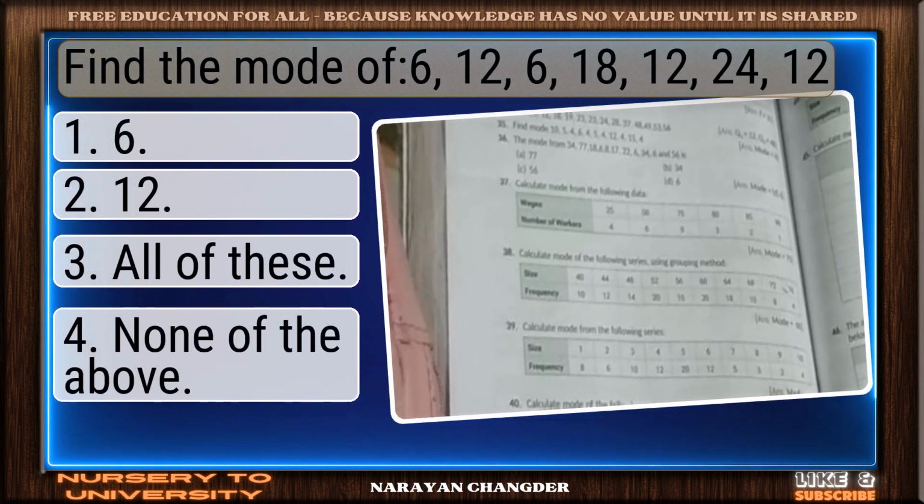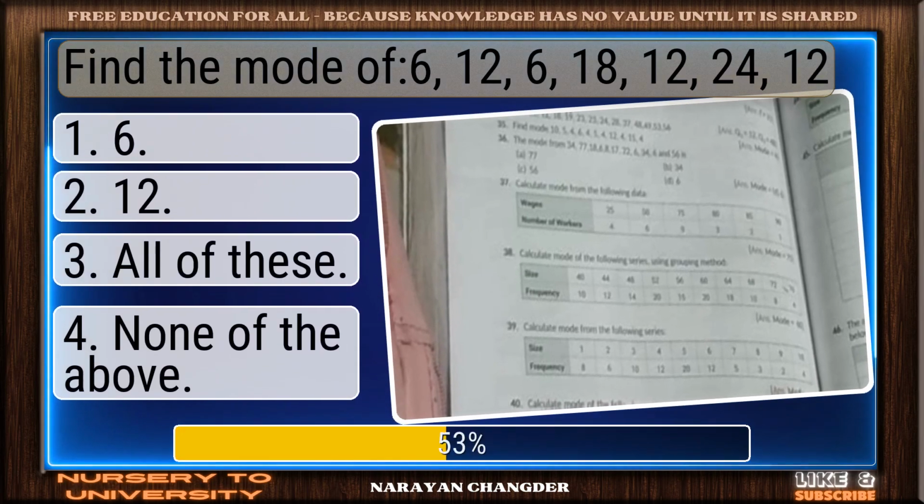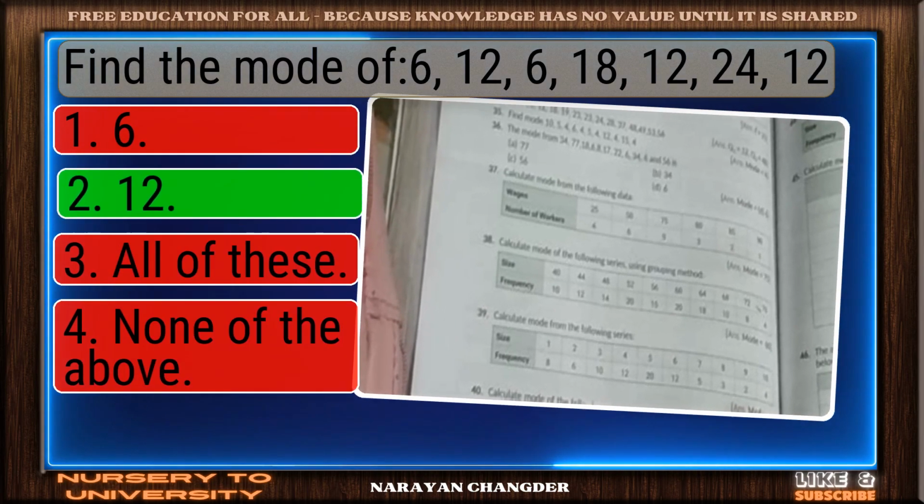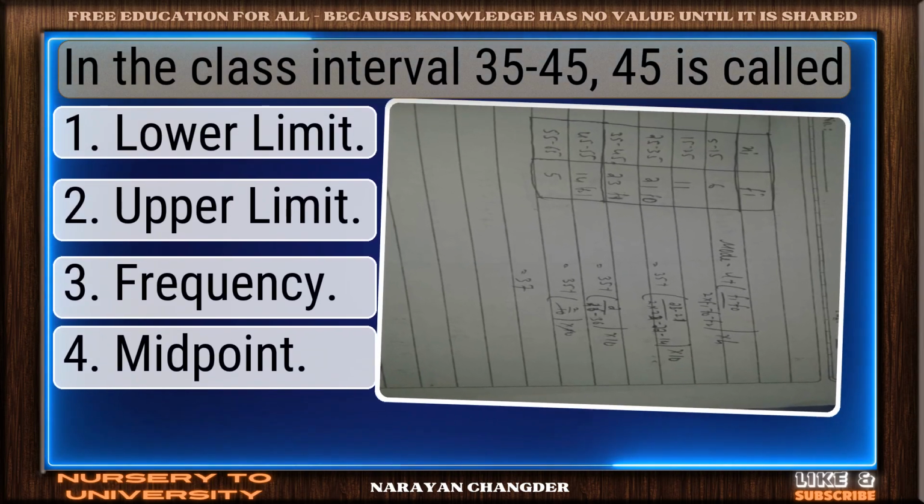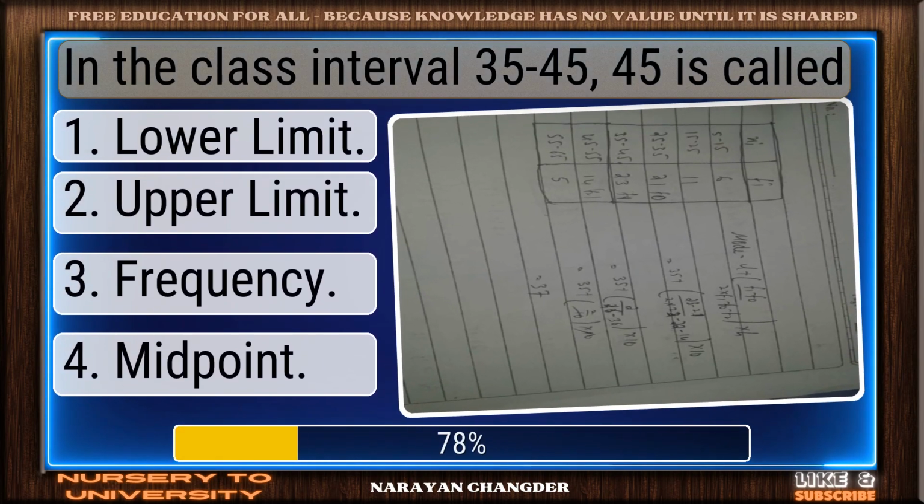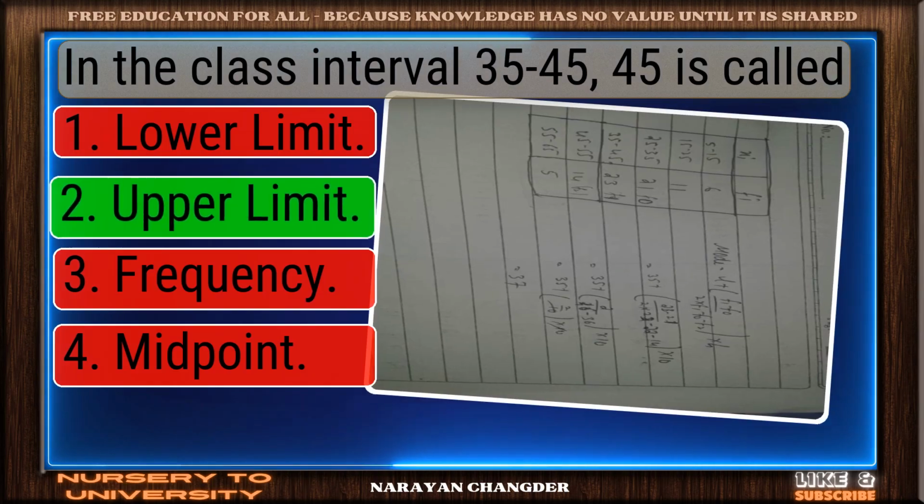Question number 223. Find the mode of 6, 12, 6, 18, 12, 24, 12. Excellent choice. 12 is the right answer. Question number 224. In the class interval 35-45, 45 is called? Well picked. Upper limit is the correct answer.